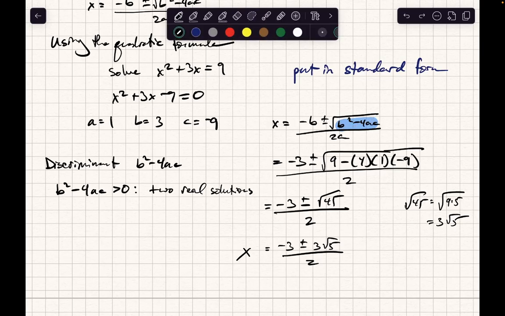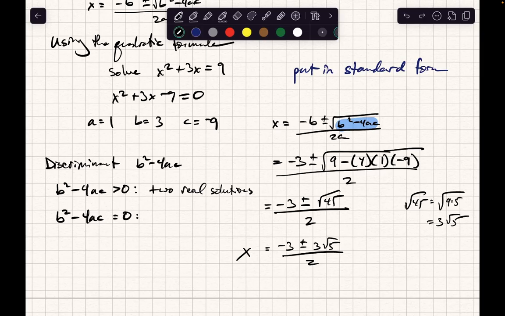So if it's, let's do 0 next. So b squared minus 4ac is 0. If it's 0, I'm going to be adding and subtracting 0. So how many solutions am I going to get? One. Because if you add and subtract 0, you get the same thing.